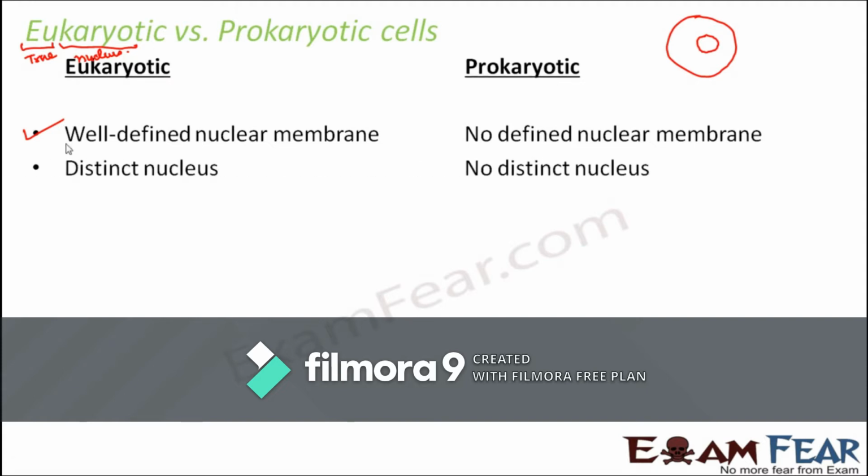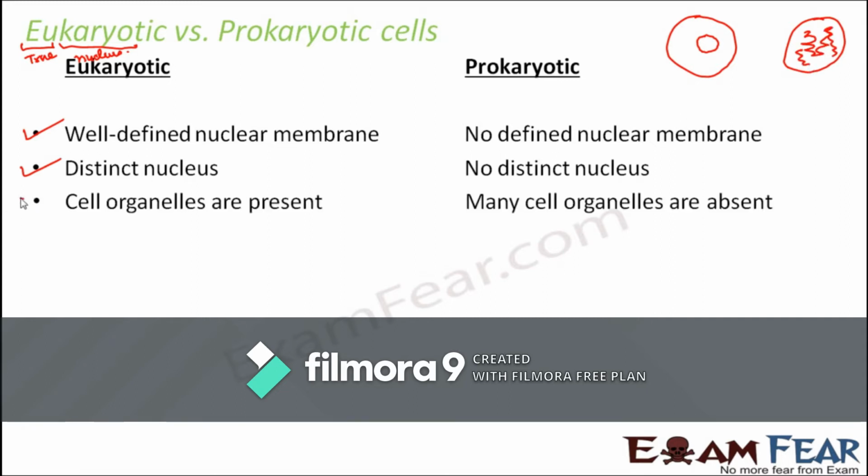Here we can say that since you have a well-defined nuclear membrane, therefore you have a distinct nucleus or a true nucleus. That is why the name eukaryotic. Eu means true, karyon means nucleus. And here there is no distinct nucleus. So in case of a prokaryotic cell, all the material inside the nucleus is just scattered anywhere inside the cell.